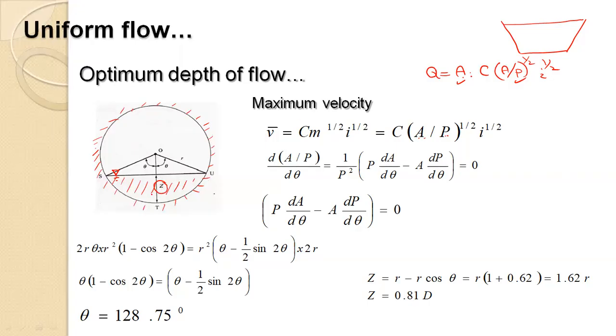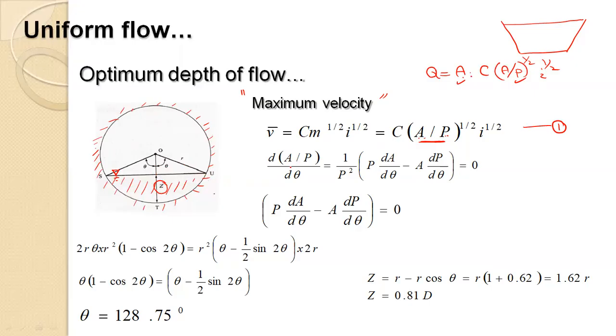Earlier, I did not make A dependent on the water depth in the equation. So this is my equation, I'll call this equation number 1. I'm going to look at the maximum velocity. Now, for the maximum velocity to occur, since I is a constant and C is a constant, A divided by P should take a maximum value. So what I'm going to do here is change the water depth.